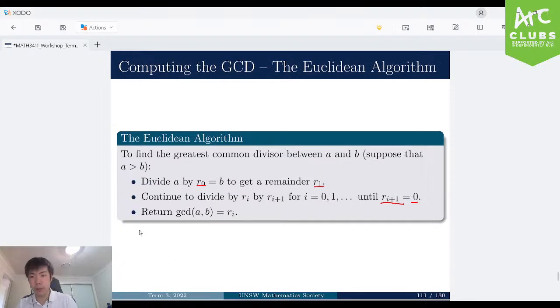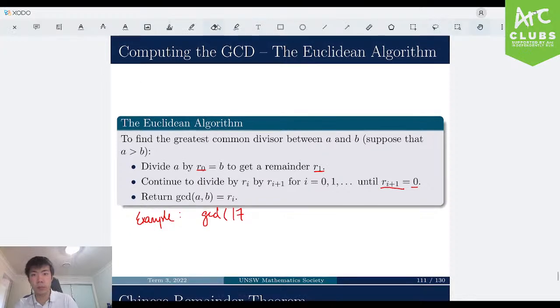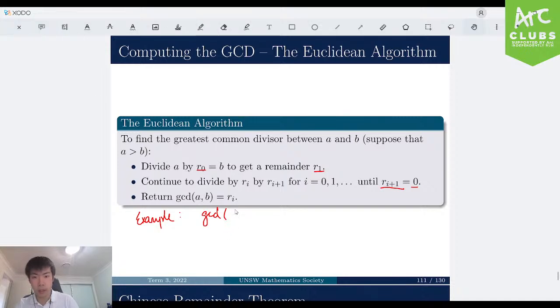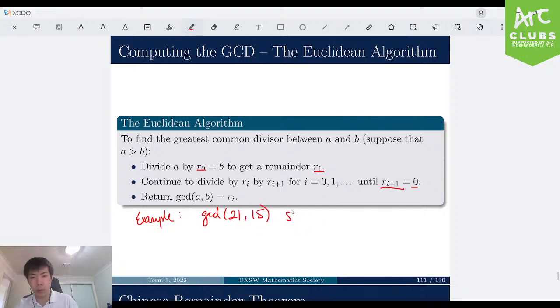I'll do an example here. This should be something you learned from 1081. For example, if I'm looking at the greatest common divisor between, let's say, 17. Oh no, 17 is prime, so that's not a good example. Let's do 21 and 15. We know behind the scenes that this should be equal to 3, but let's use the Euclidean algorithm and see if we can get that answer.